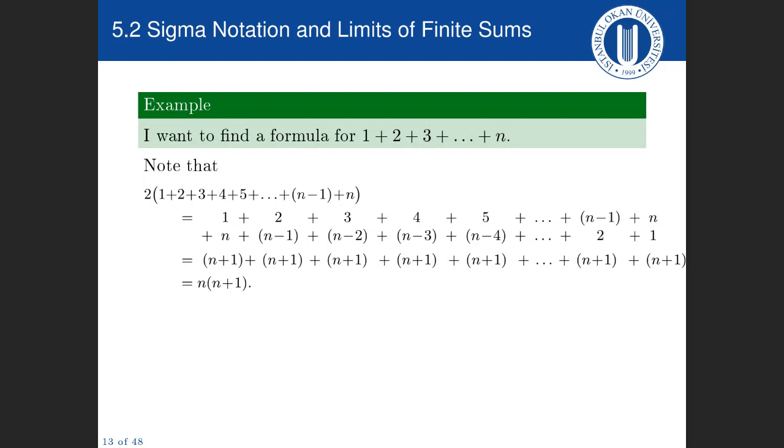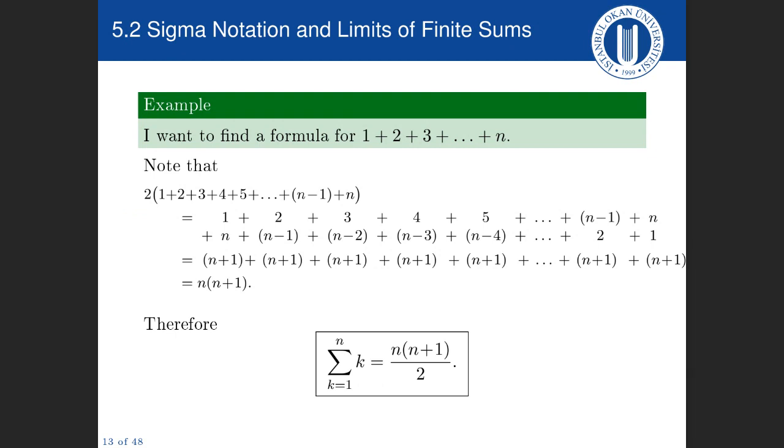2 times the number that I want is equal to n plus 1. Divide both sides by 2 and we get our formula. The sum of the first n natural numbers is n multiplied by n plus 1 over 2. We're going to need this later.